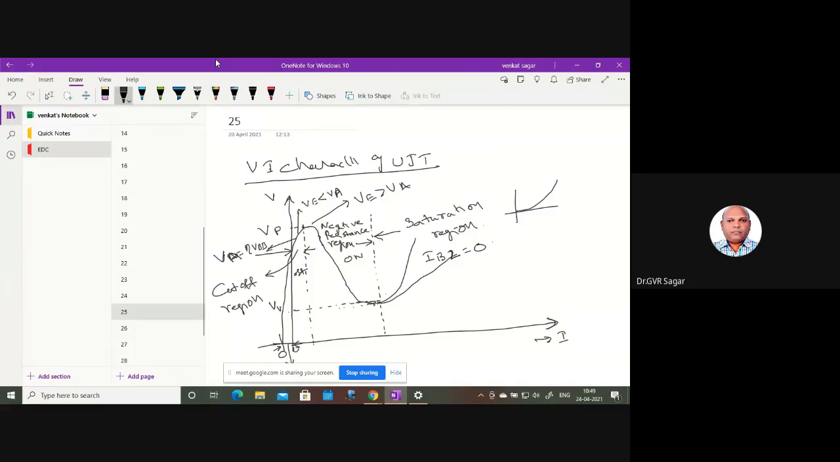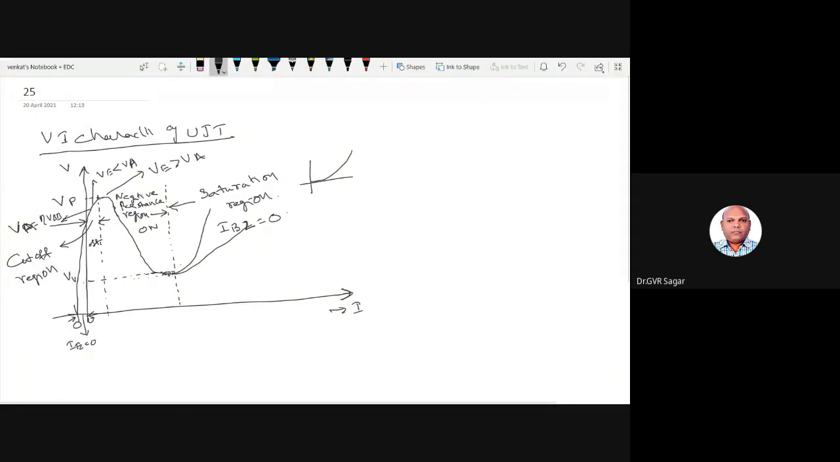So this is the VI characteristics of UJT. Basing on this negative resistance concept, the best application of UJT is operating as a relaxation oscillator.